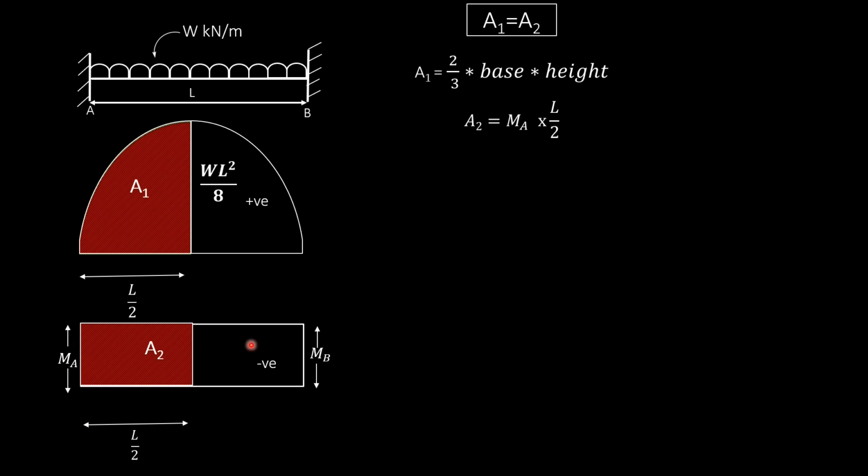Now you have to equate these areas. 2 third times L by 2 times WL square by 8 is equal to MA times L by 2. Here L by 2 gets cancelled and you will get MA is equal to WL square by 12. Since MA and MB are equal, you will get fixed end moments as WL square by 12. Now you have analyzed end moments for a fixed beam.